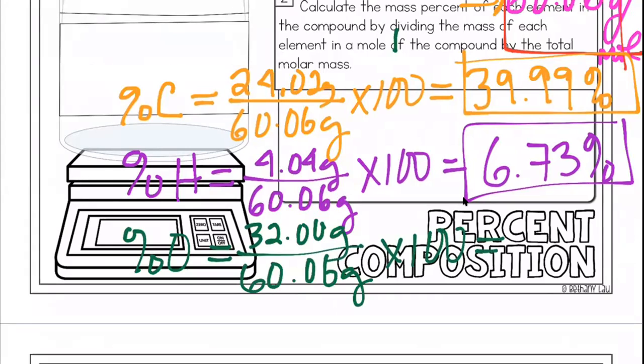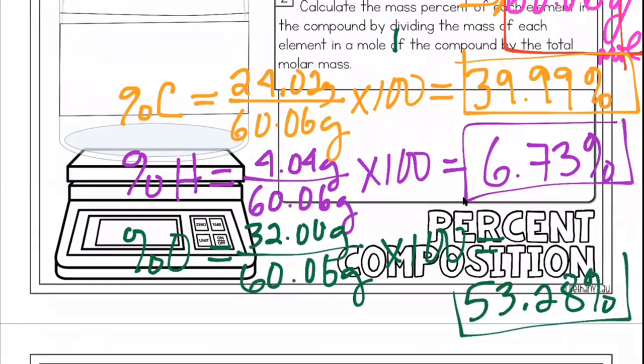So 32 divided by 60.06 times 100. And then rounding it to 2 decimal places, we get 53.28%. So this compound, over half of it is oxygen. Okay, hydrogen's actually very little of it.